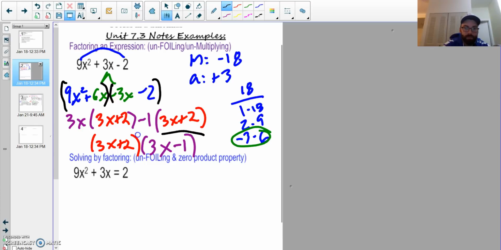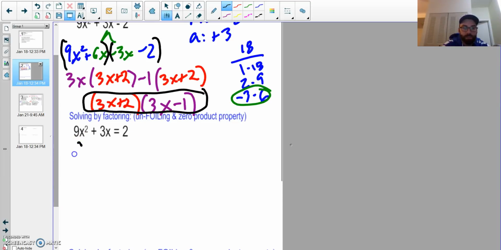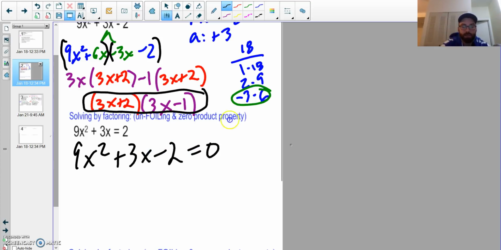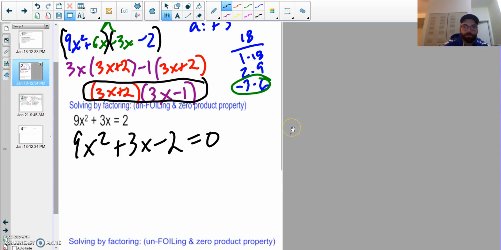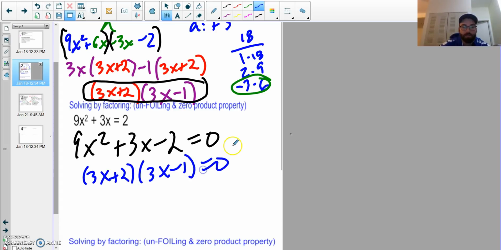In this next step, we're going to take it a step further. We're going to solve by factoring. But in order to do that, the first step I have to do is write this in standard form, so I need my trinomial to equal 0. In order to factor, it must be equal to 0. Well, I just factored 9x squared plus 3x minus 2. That factors as 3x plus 2 and 3x minus 1 equals 0.